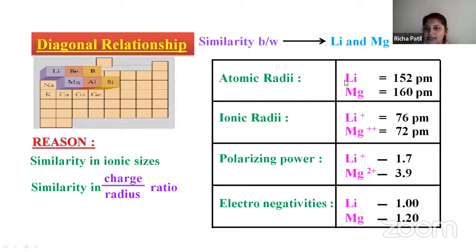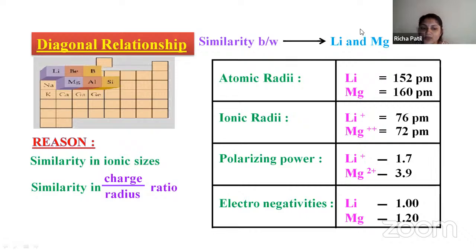Atomic radii: lithium is 152 picometer, magnesium 160 picometer, so it is almost the same. Lithium ion is 76 picometer in ionic radii, and Mg2+ is 72 picometer. Polarizing power of lithium ion is 1.7 and magnesium ion is 3.9. Electronegativity of lithium is 1.0 and magnesium is 1.20. So these are having certain similar properties.